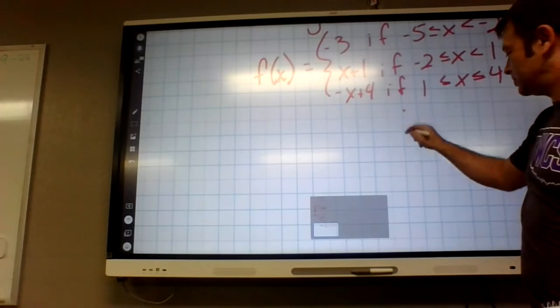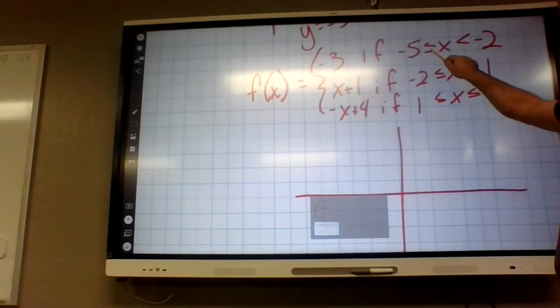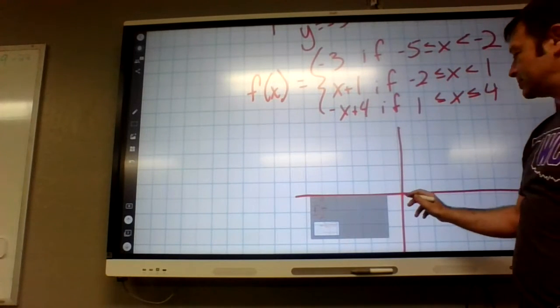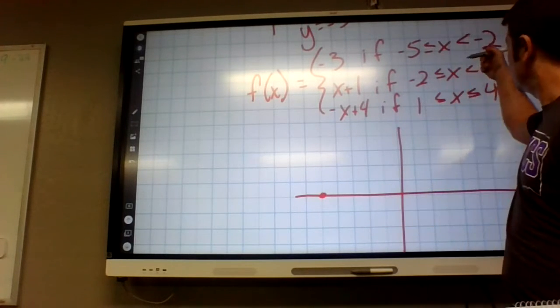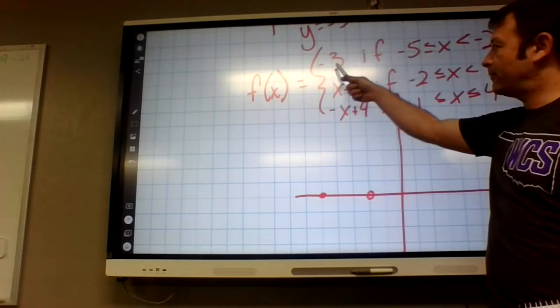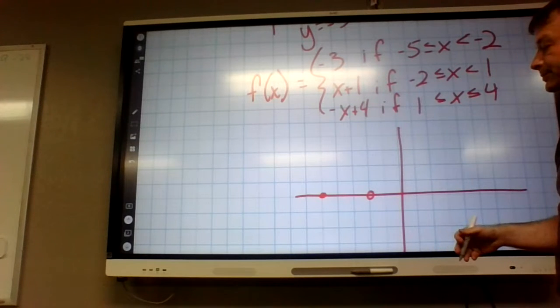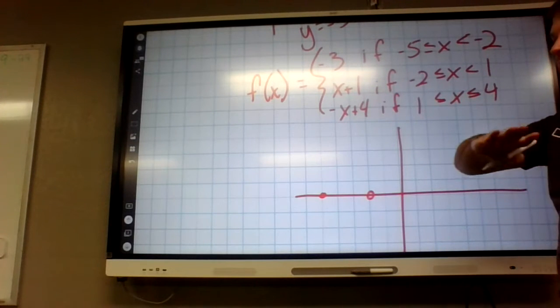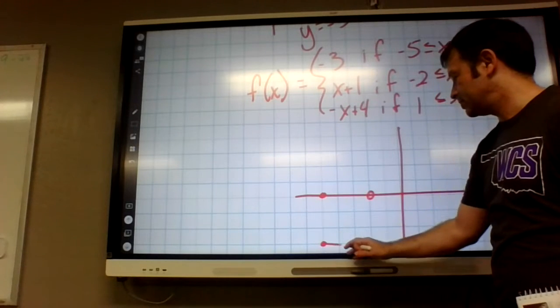So here's my graph. When x is between -5 and 2, so from -5, right here, to there, we're going to graph y equals -3. What does the graph of y equals -3 look like? Horizontal through -3. So it would actually look like this.